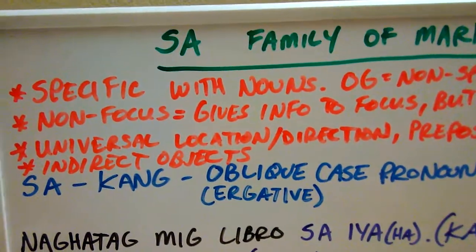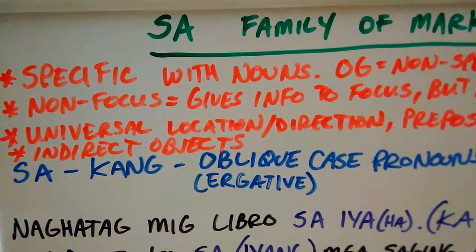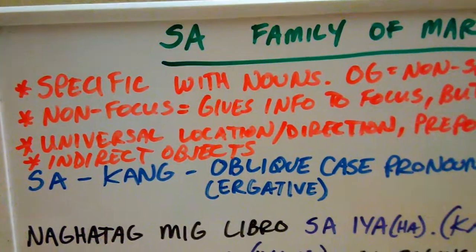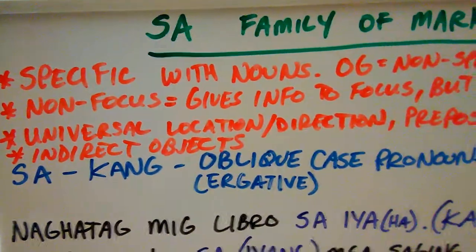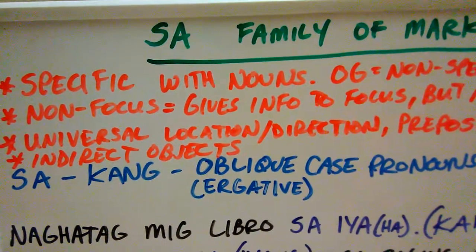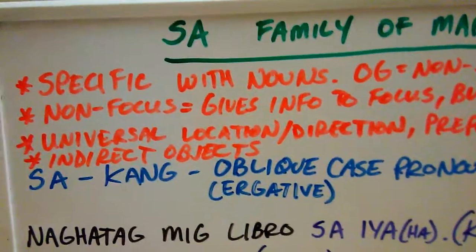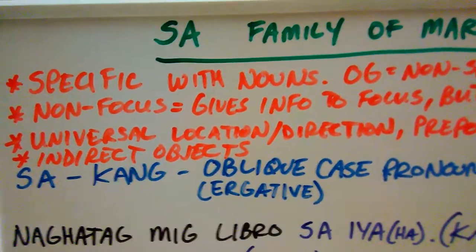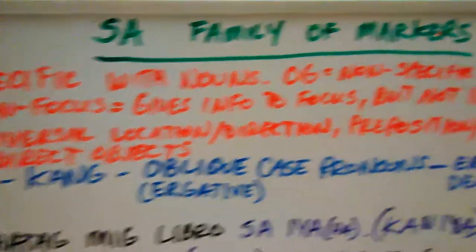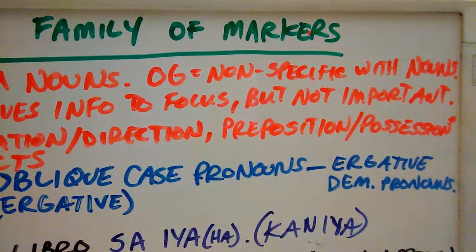It's specific. Sa marks specificity versus Og, which marks non-specific. With nouns, sa is going to be specific. If you hear this with a noun, you're going to understand that it's specific to what was being talked about, or where in particular this noun was, or what it is specifically. Because the og, if it marks the noun, is just non-specific.